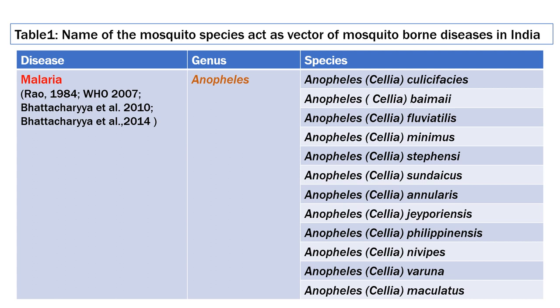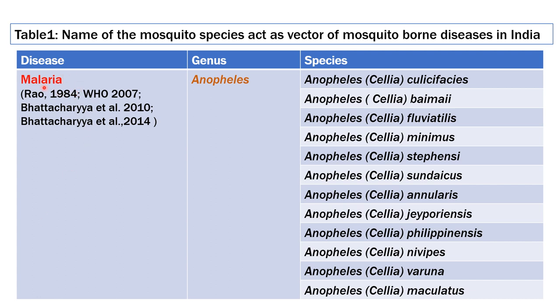In India, at present, 393 mosquito species under 49 genera are recorded. Out of them, 31 species are recognized as vectors of mosquito-borne diseases. This table shows the names of the mosquito species that act as vectors of mosquito-borne diseases in India, and this is published by Pathasarathy et al. 2014 in the Journal of Threatened Taxa.